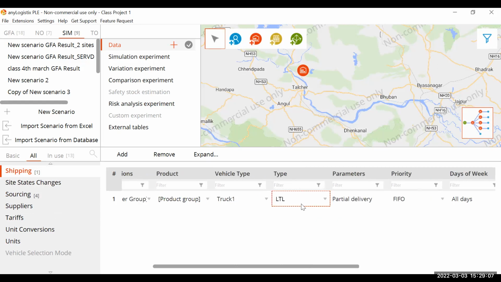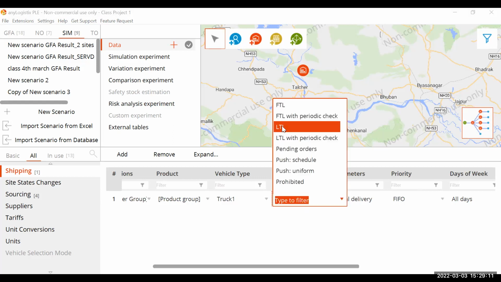So here, if you see, the type of delivery can be different types. Less than truckload, that is LTL, then full truckload, FTL, FTL with periodic check every week or every month. How you define that check will happen, and accordingly you can change that also. Then pending orders, wherever there are more pending orders, fast delivery will happen there. Then push schedule means on a particular date, no matter whether an order has come from the customer or not, the order will go, so that is a push model, right?